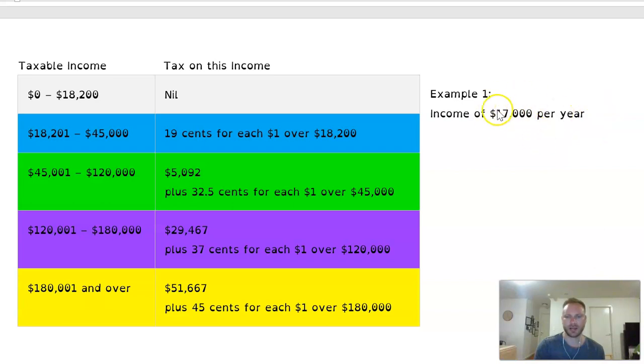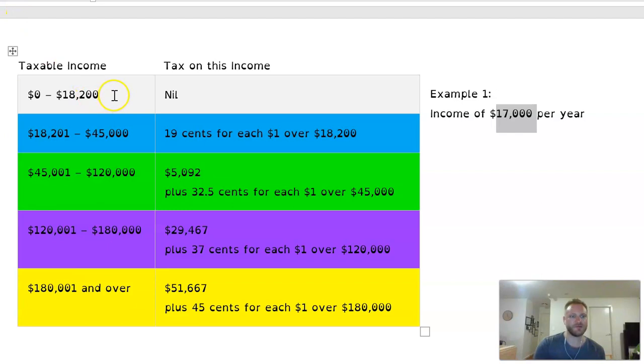is if you've got an income of 17,000. So to work this out, we need to look at this number here, which is the $17,000. That's how much you've been paid as an individual in the taxable year. So that's from July to June, from July 2020 to June 2021. You take that number and you bring it over here to this left-hand column, and you work out where that number fits into on here.